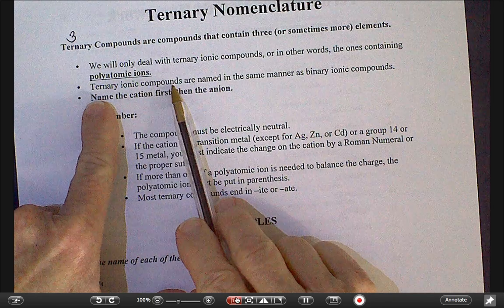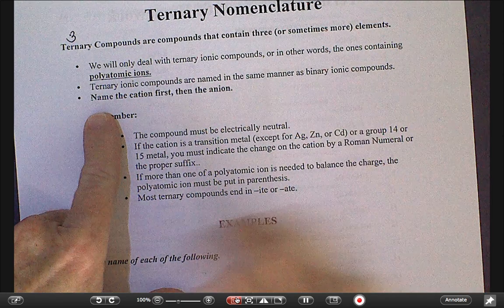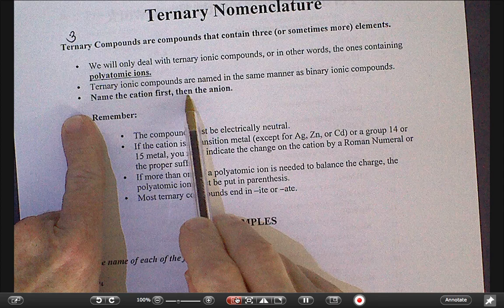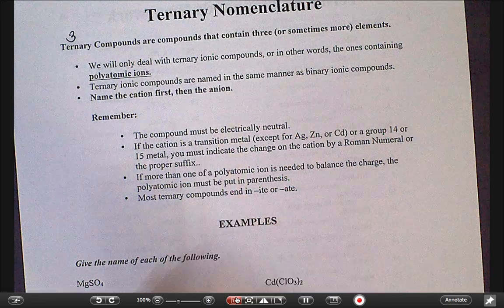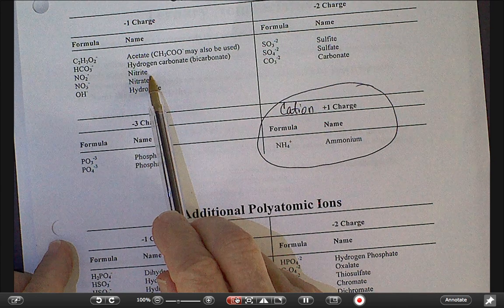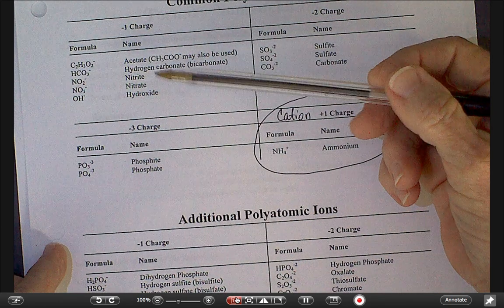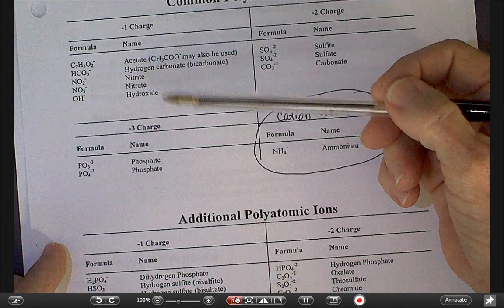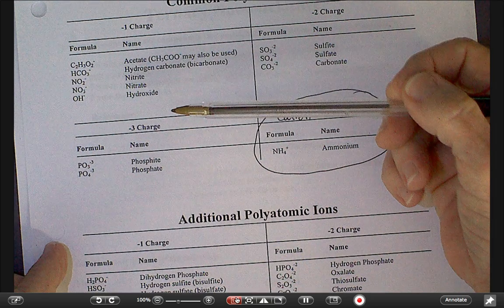Ternary ionic compounds are named in the same manner as binary ionic compounds. Name the cation first, then the anion. Now, these are even better than naming binary ionics. Their name is given to you on your paper. What did I just say? And if you look at the ending on their names, the majority of these end in what? Ate and ite. Okay? Ate and ite.